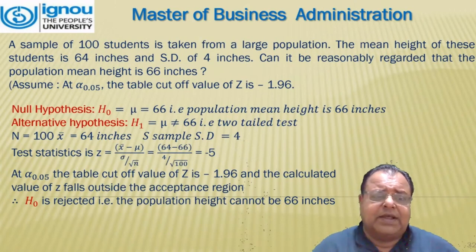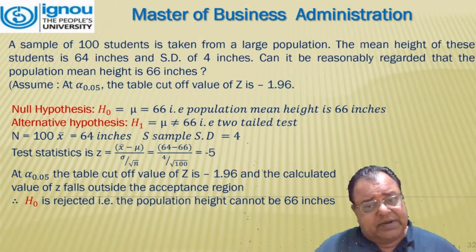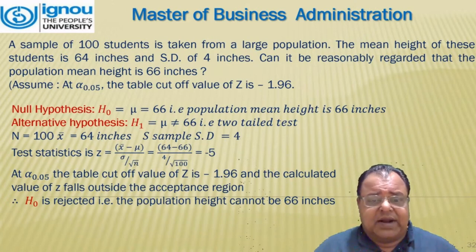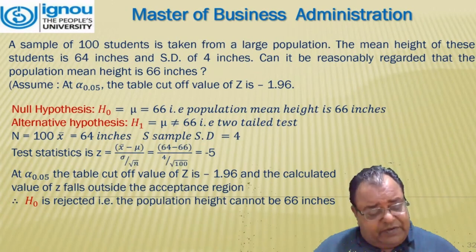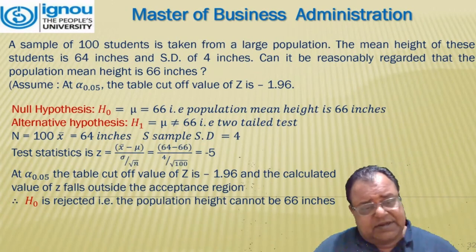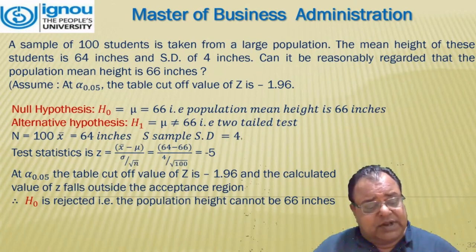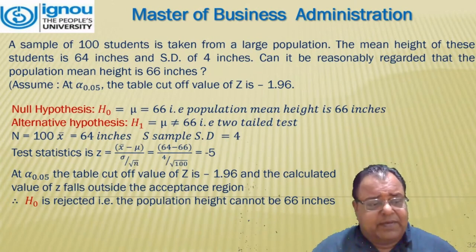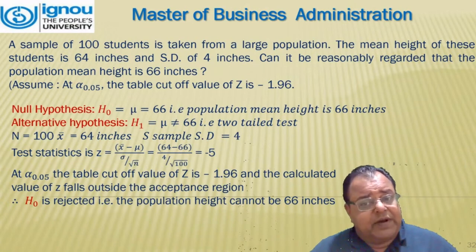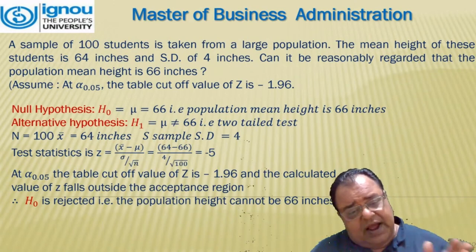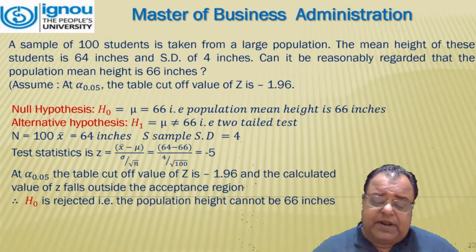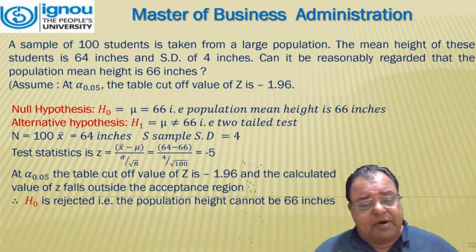Straight away, you will be assuming that the mean height is 66 inches, and the alternate is that it is not. That means it is a two-tailed test. First of all, we will be evaluating the statistic, which is equal to x bar minus mu upon sigma upon under root n. We get minus 5. At 5% level, we have a value of 1.96. Since the calculated value lies outside the acceptable region, we will be rejecting H naught. That means the population mean height cannot be 66 inches.